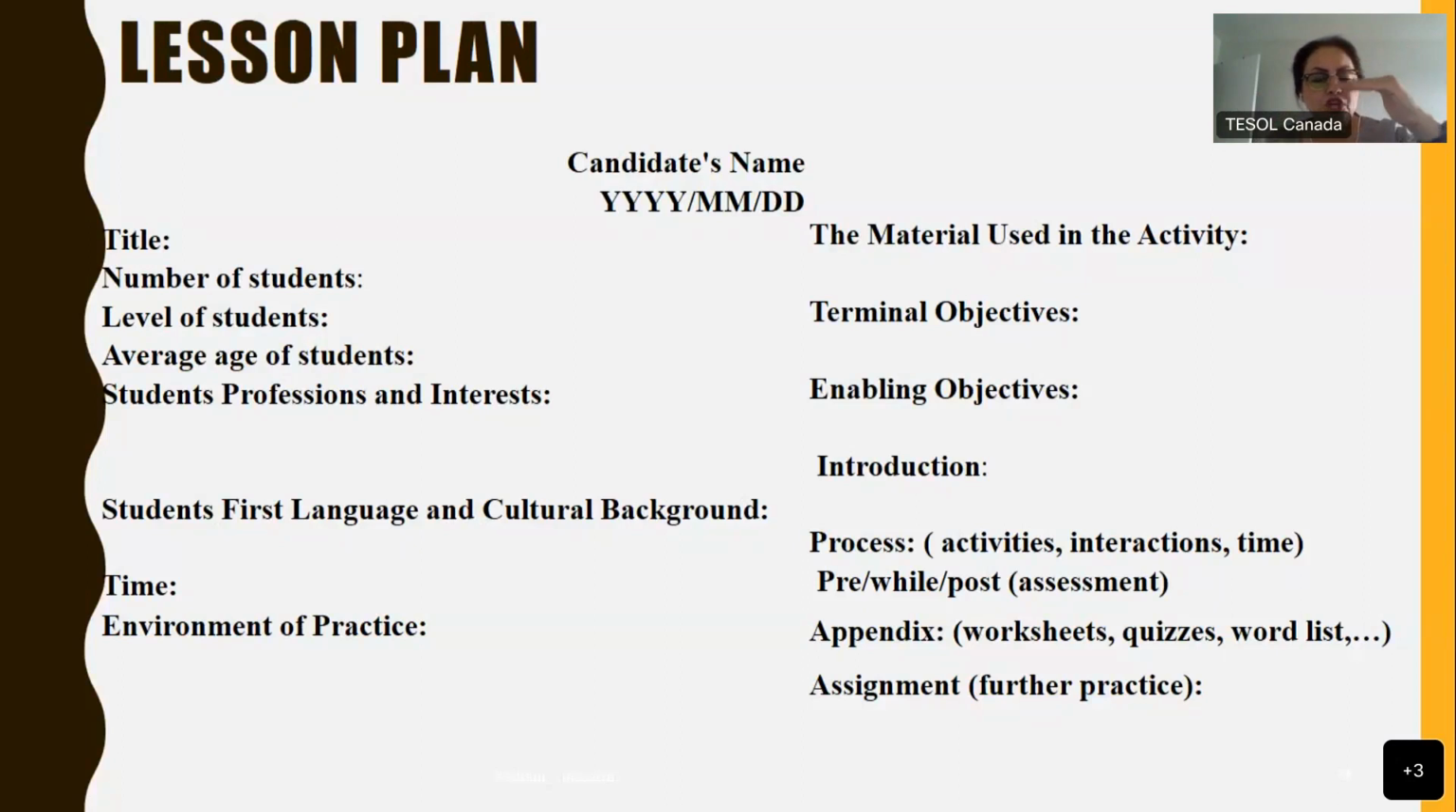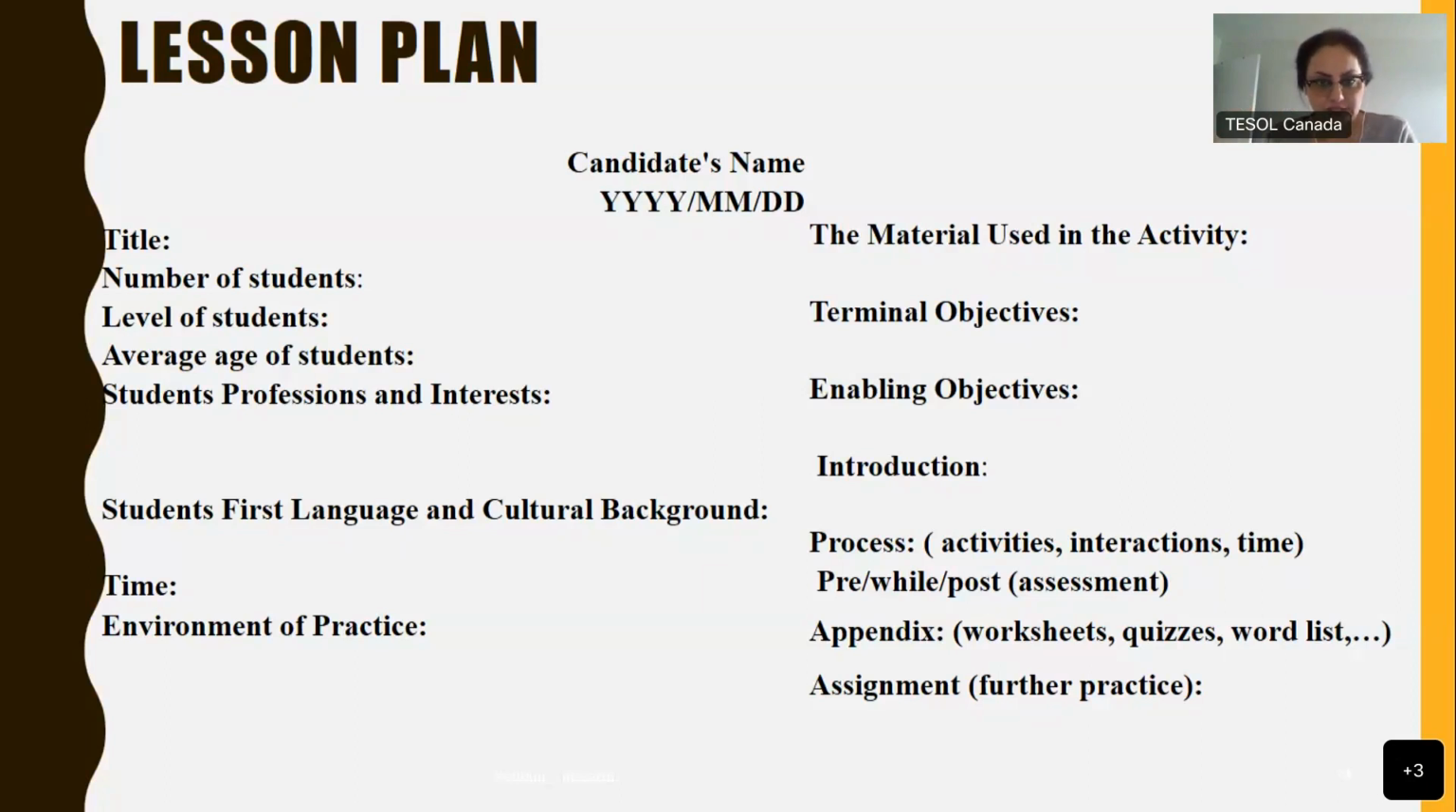So you mention all the steps you need to take to get to that final or terminal objective. That's enabling objectives. Introduction, warm up. How do you start your class?